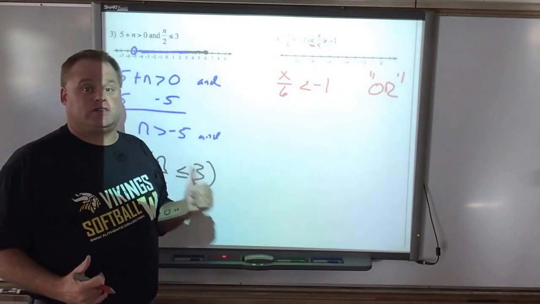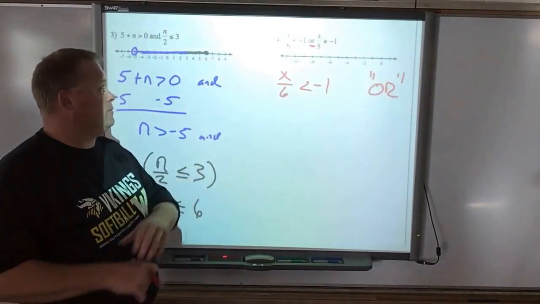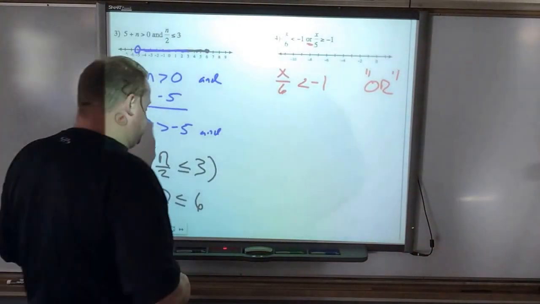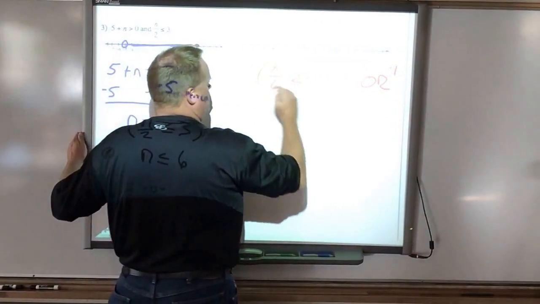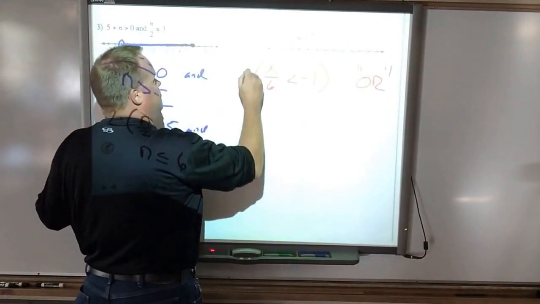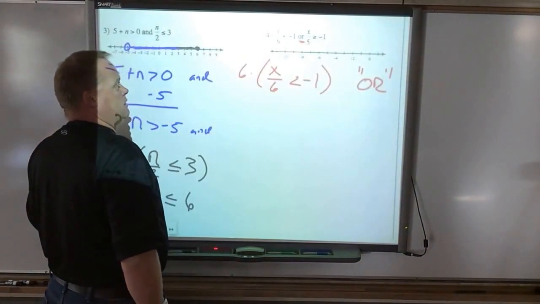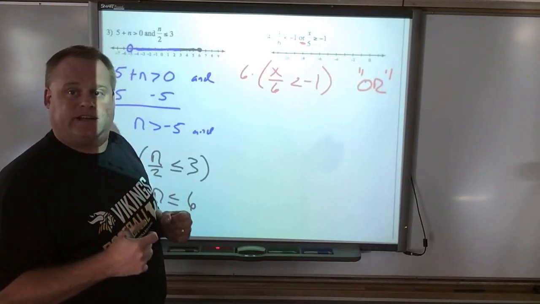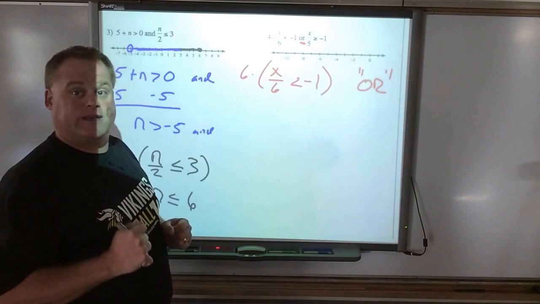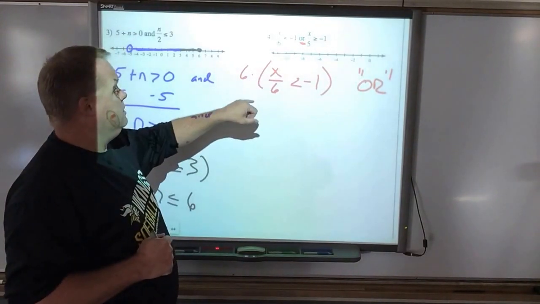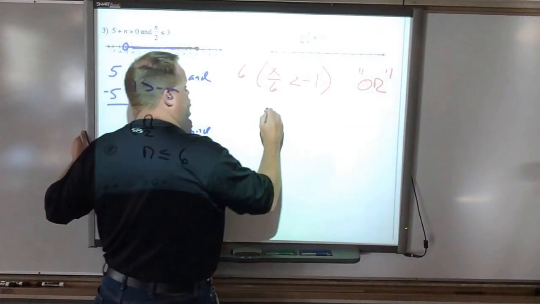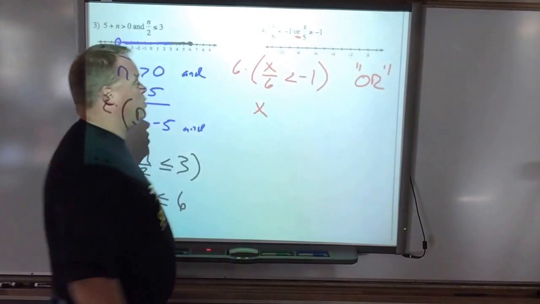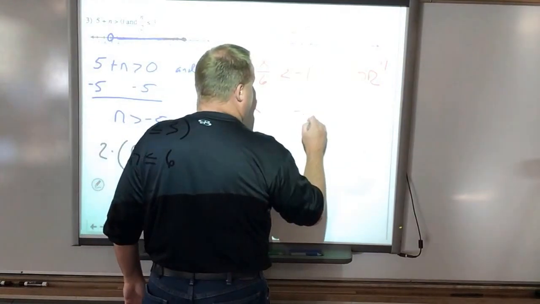We're going to do it just like we did the other one. I'm going to look for my common denominator. In this case, I only have one denominator, and that is 6. So I'm going to multiply both sides of the inequality by 6. Well, 1 over 6 times 6, if you can't see it in your head right now, put it into the calculator. 1 divided by 6 times 6 is just 1. 6 times negative 1 is negative 6.